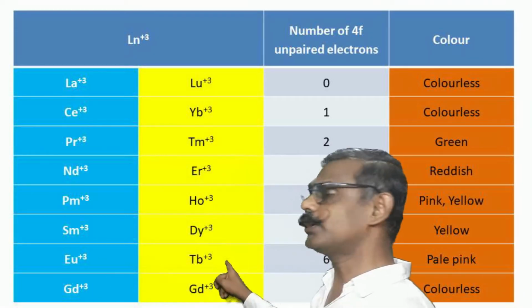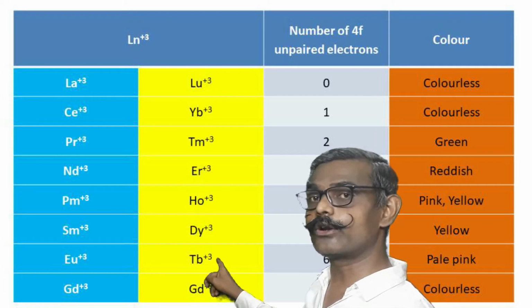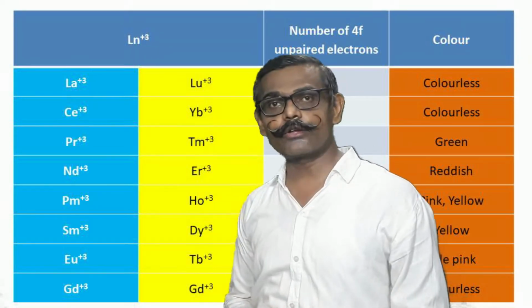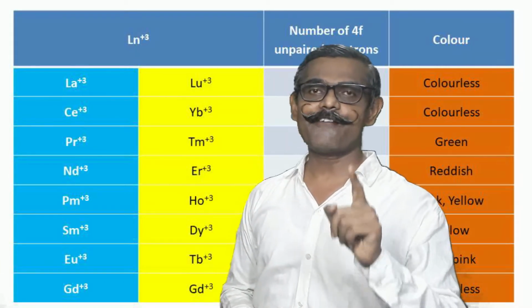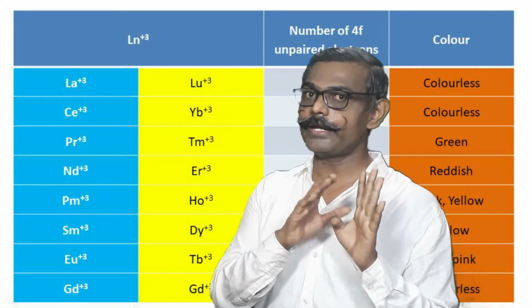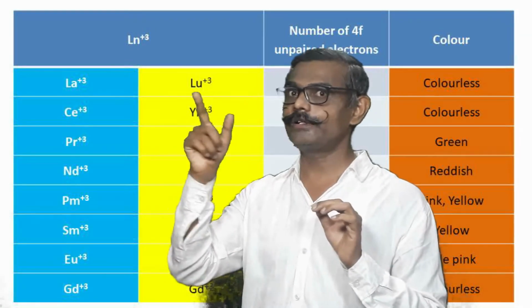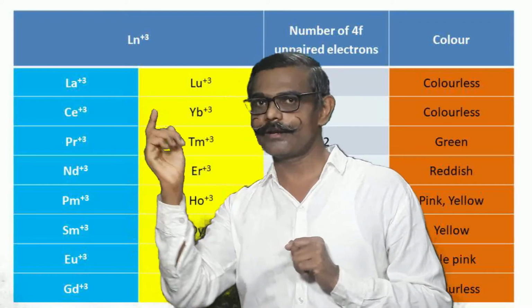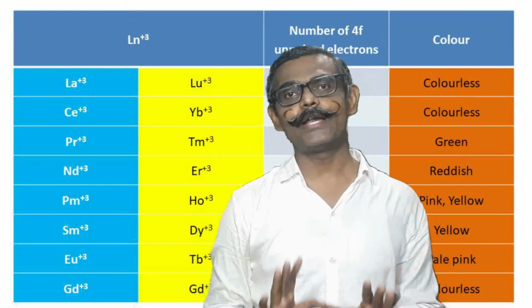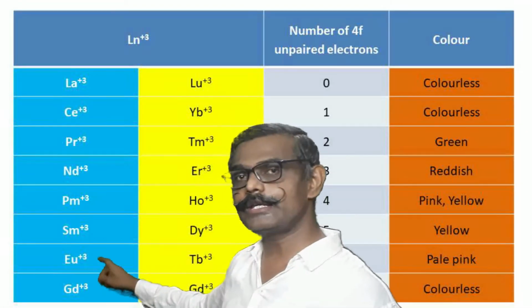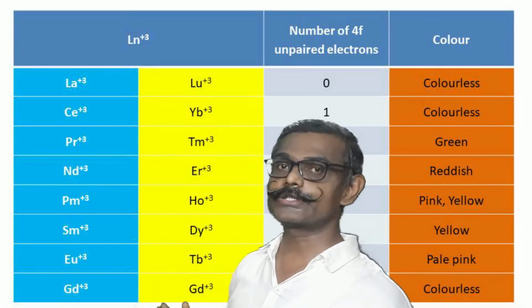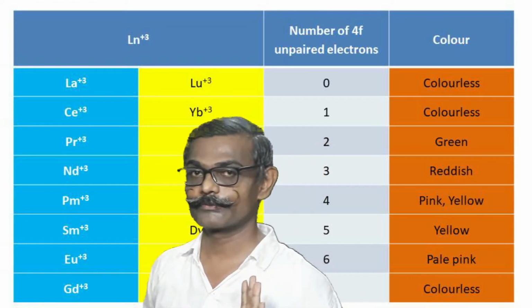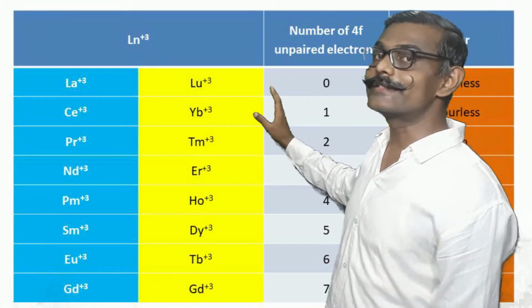Then who here can show 6 unpaired electrons? Terbium plus 3. The electronic configuration of terbium plus 3 is 4f8. 4f8 means that out of those 7 f sublevels, one has 2 electrons and the remaining have 6 unpaired electrons. So europium plus 3 and terbium plus 3 both show the same number of unpaired electrons. Now see the striking resemblance.